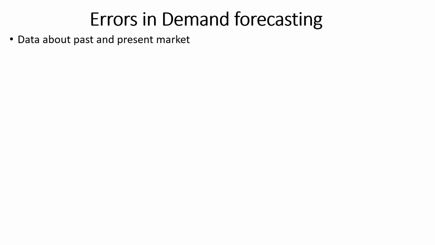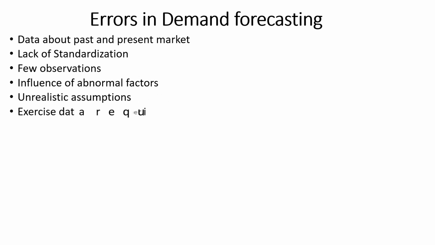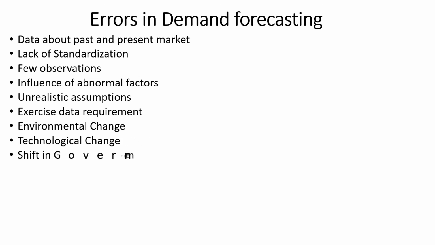The errors in demand forecasting are something with which all the project managers are very, very wary. So, in order to avoid the errors in demand forecasting, the data about past and present market should be analyzed. The lack of standardization actually leads to errors in demand forecasting. The lesser number of observations, influence of abnormal factors, unrealistic assumptions, unreliable exercise of data requirements, and the environmental changes all can lead to errors in demand forecasting.